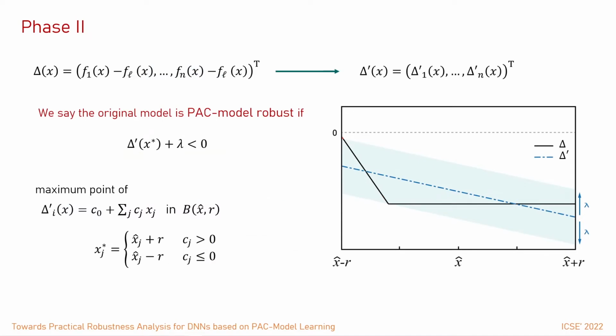So we say the original model is PAC-Model robust if the surrogate model plus the margin lambda is smaller than 0. We illustrate this by a simple example. Here, the blue dashed line is a PAC surrogate of the black piecewise linear model. We check if the upper bound is smaller than 0 or not to verify the PAC-Model robustness. Since we learned a linear model, the maximum point can be easily derived, and the property can be verified instantly.